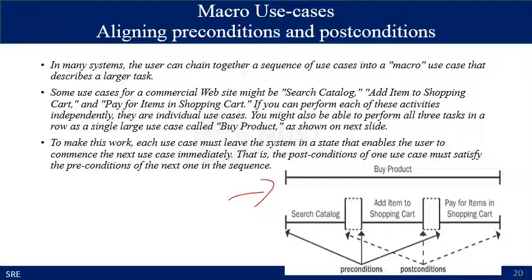To make this work, each use case must leave the system in a state that enables the user to complete the next use case immediately. That is, the postcondition of one use case must satisfy the precondition of the next use case in the sequence. As you can see, the example is shown here for buy product, and there are three different use cases: search catalog, add to shopping cart, and pay for items in the shopping cart.